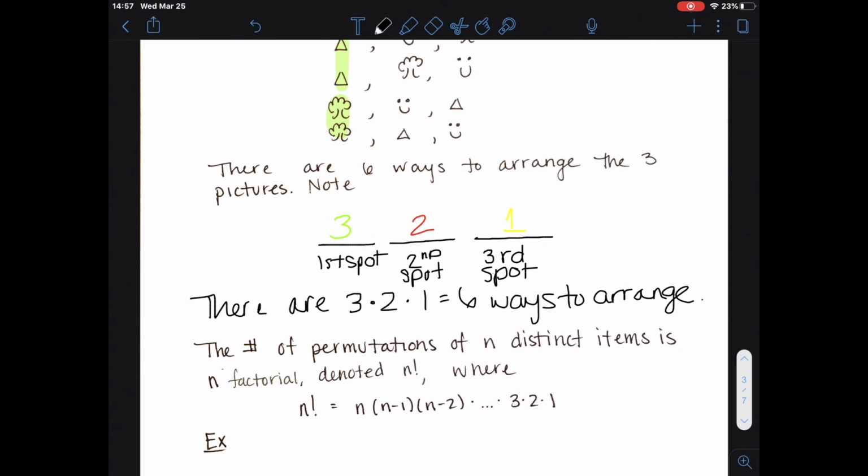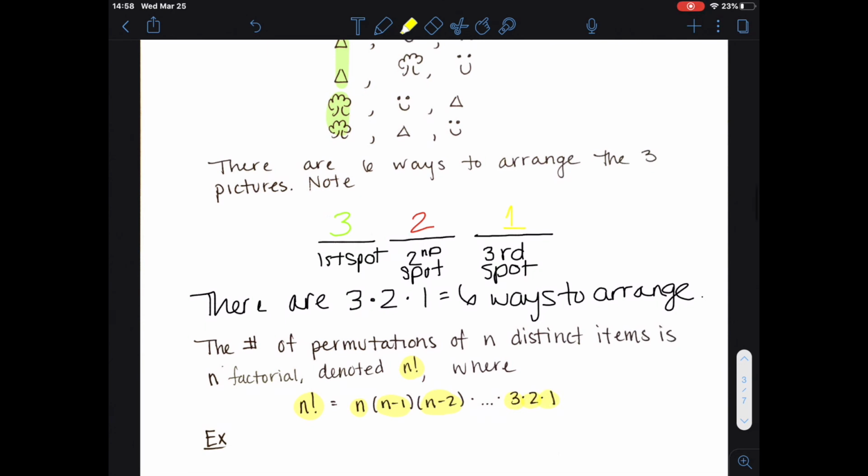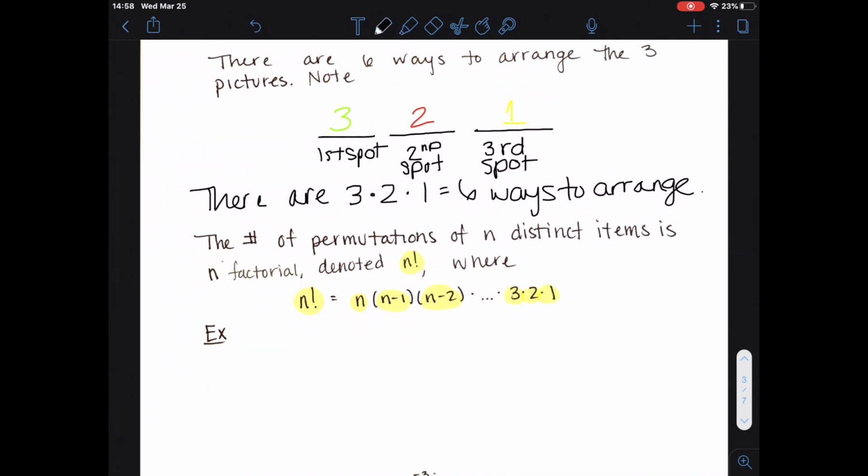So this is something that's called factorials. So the number of permutations of n distinct items is n factorial. And the way we denote factorials is with an exclamation point. So if you want n factorial, it means you start at n, then n minus 1, and you keep going down to 3, 2, 1, all the way through.